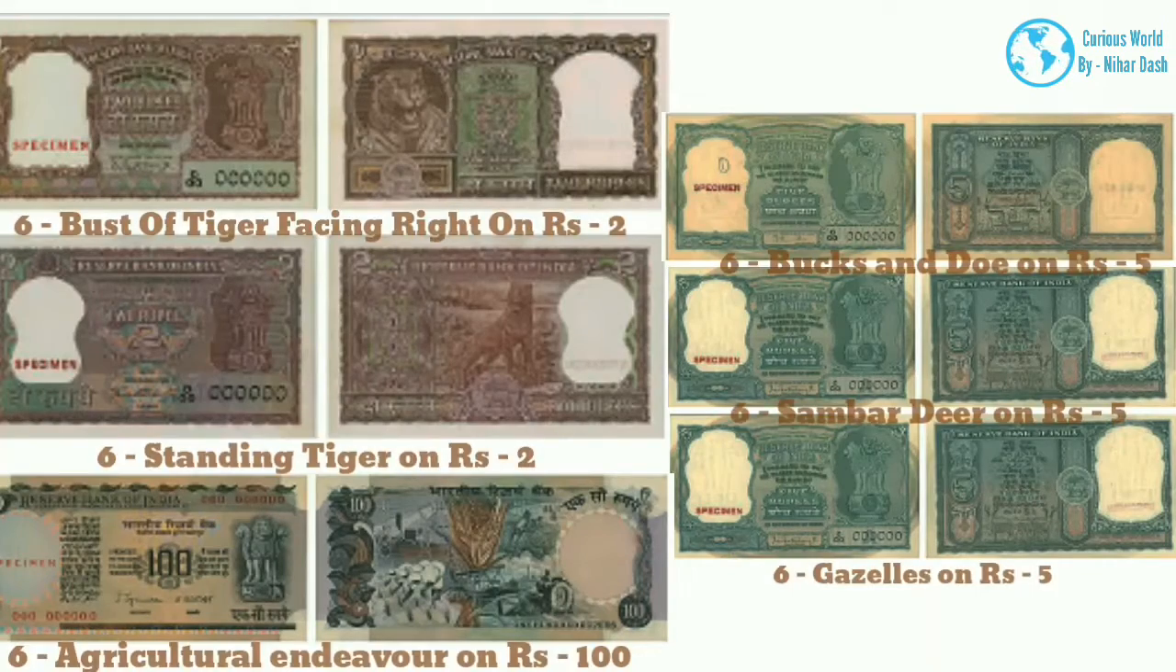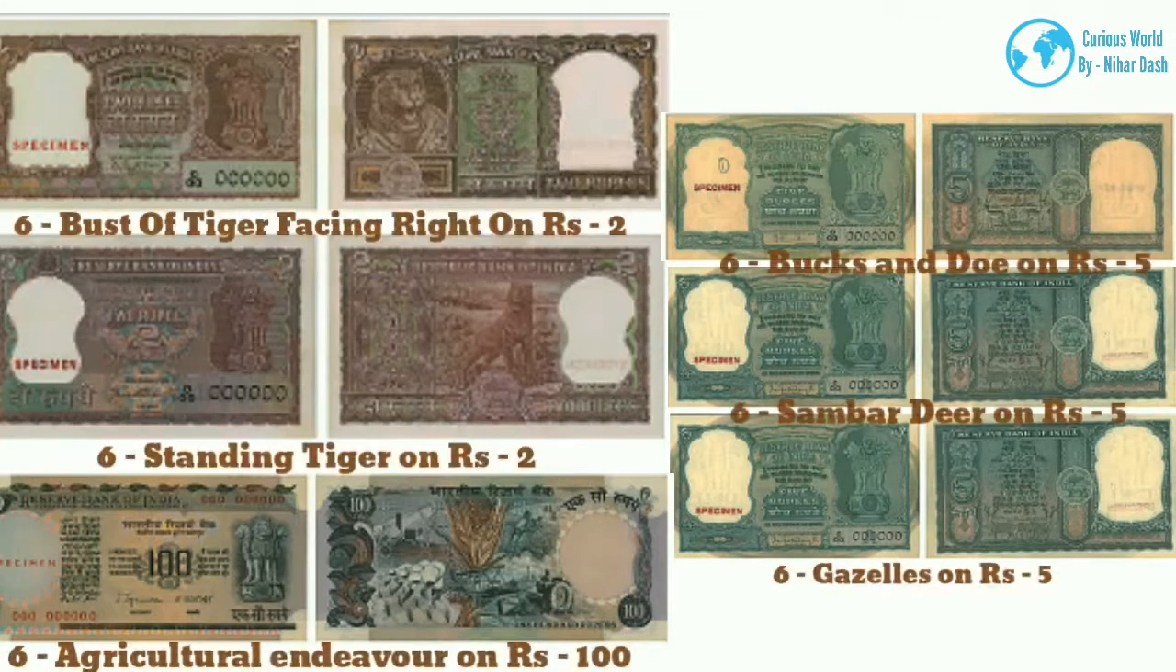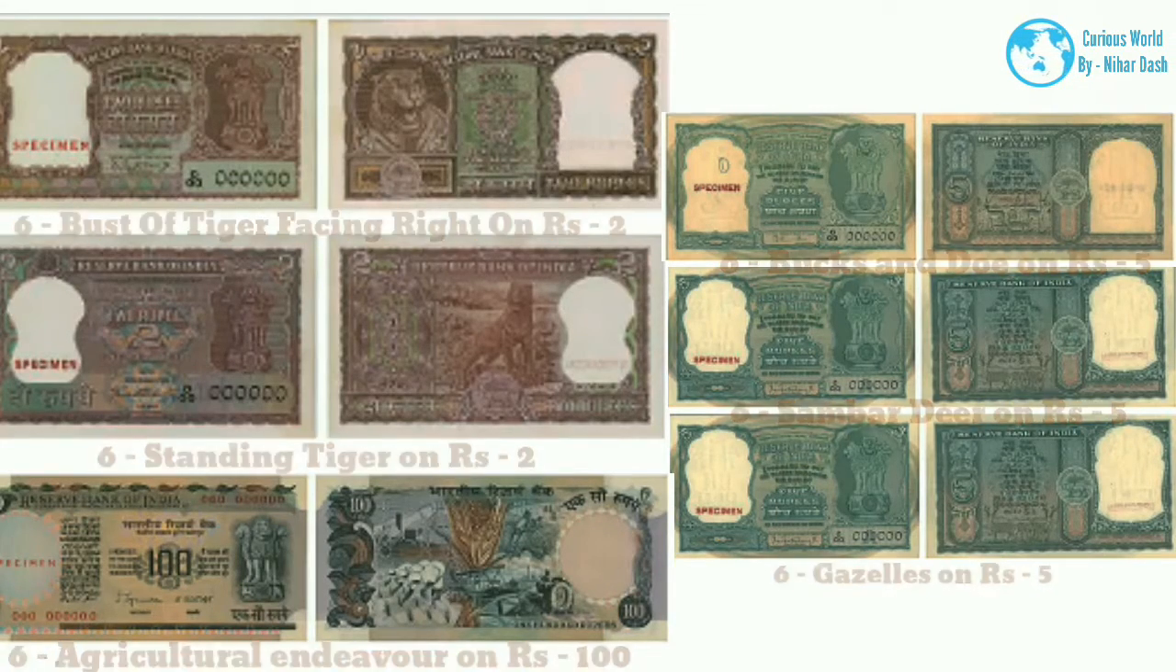The small denomination of Rs 2 and 5 of the early series depicted the fauna motifs such as tiger, bucks and doe, sambar deers and gazelles.